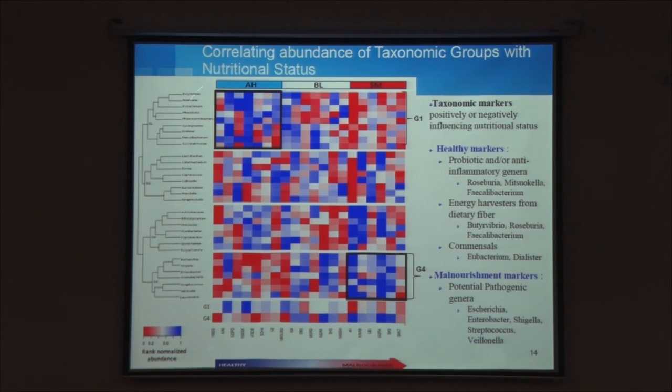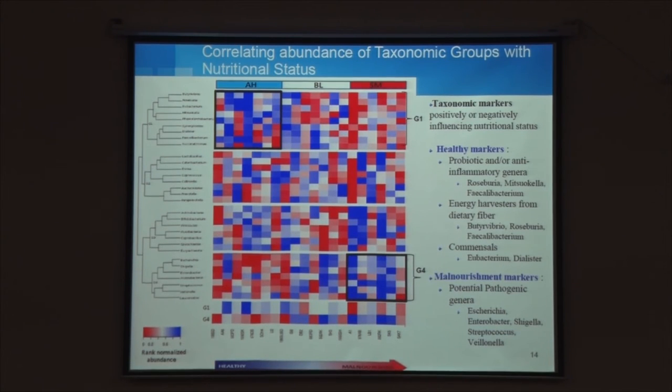If we look at this heat map, there was this particular cluster of bacteria which we call G1. G1 is for the good bacteria, and I'm going to come back to that. These are positively correlated with the nutritional or health status. And this particular group called G4 are the bad bacteria, which are negatively correlated with the nutritional status.